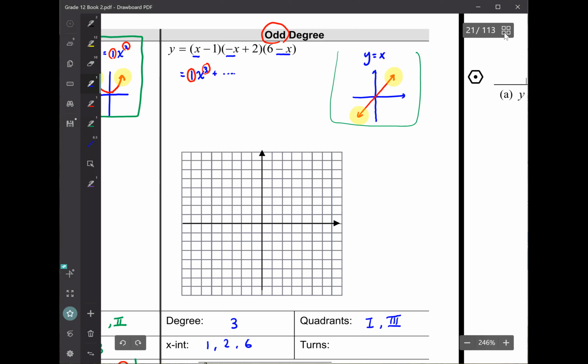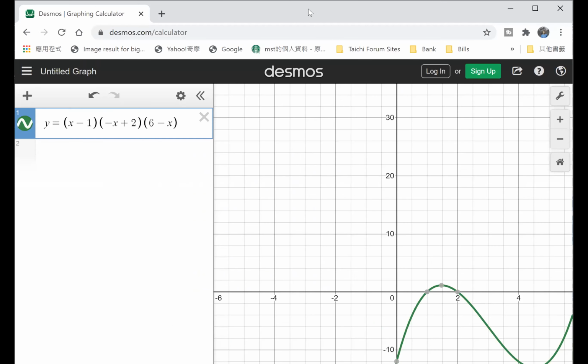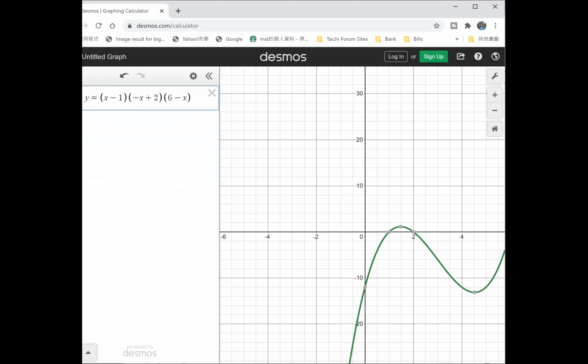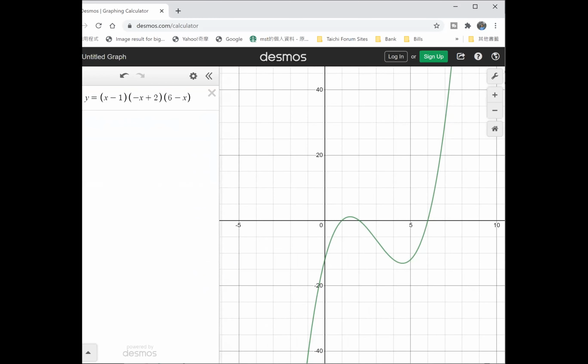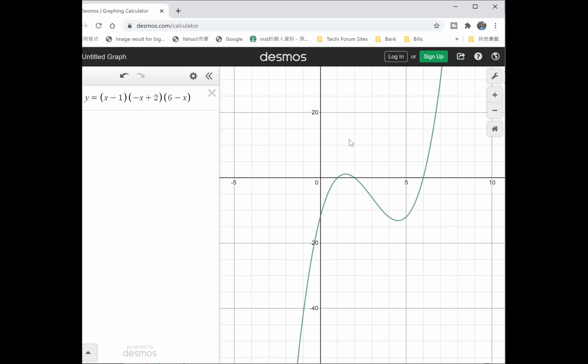Okay, please raise your hand if you finish the sketch. We have x-intercept of 1, 2, and 6. Right, so let me share the screen, okay, for the decimals, and then you can compare. Okay, so this is what I have. You can put down your hand if you have the same, okay?